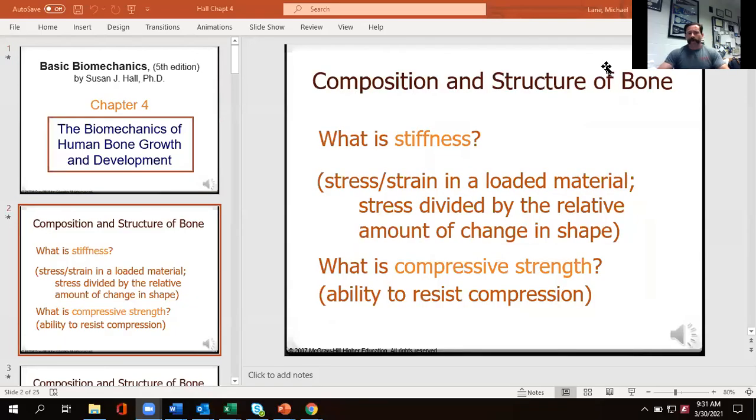Now, when we're talking about bone, one of the big components we need to understand first is what's known as stiffness. This is how much stress we can get into a loaded material. Effectively, that stress is divided by the amount of change that happens in the shape. Something is stiffer if you apply more stress to it before it starts to change its shape. Compressive strength is the strength an object has against being pushed together. Okay, that's compressive strength.